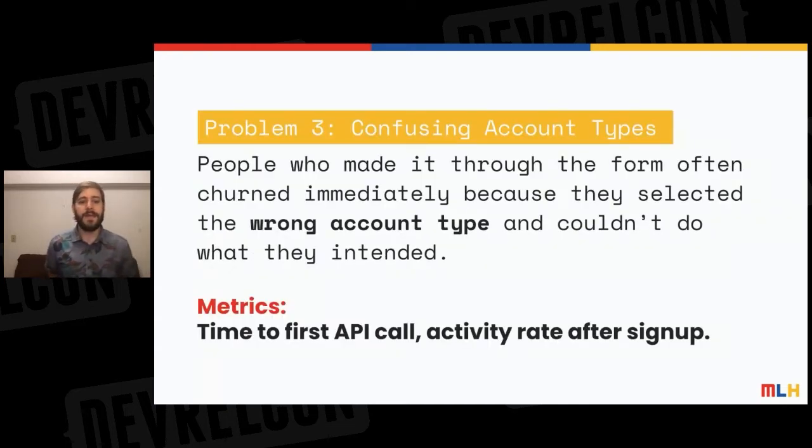And lastly, the account types that developers had the option of choosing from were really confusing. A lot of people who did successfully complete the form churned immediately because they had selected the wrong account type, and it turned out they couldn't do what they intended. And we discovered this by looking at how long it takes someone to make a first API call, and how likely they were to continue making API calls once they had signed up. If we saw that someone never made an API call or made one and then never came back, it signaled to us that people were churning after success.